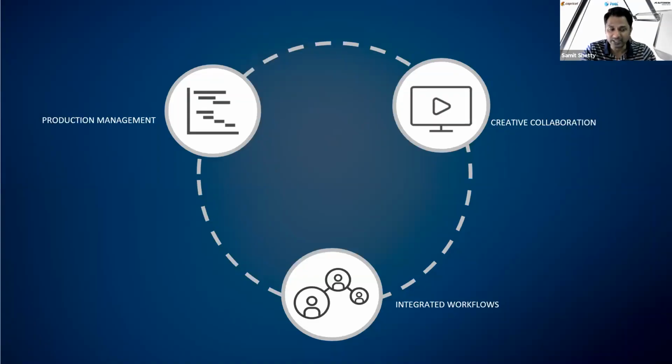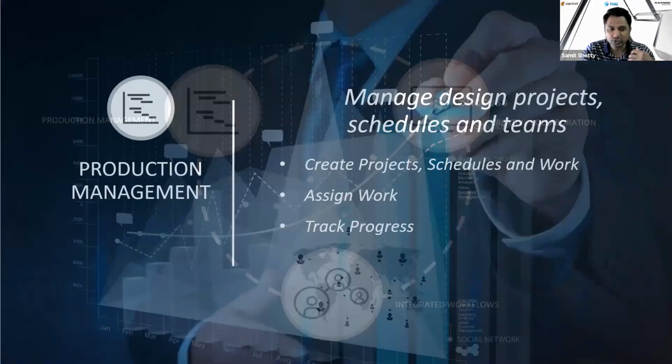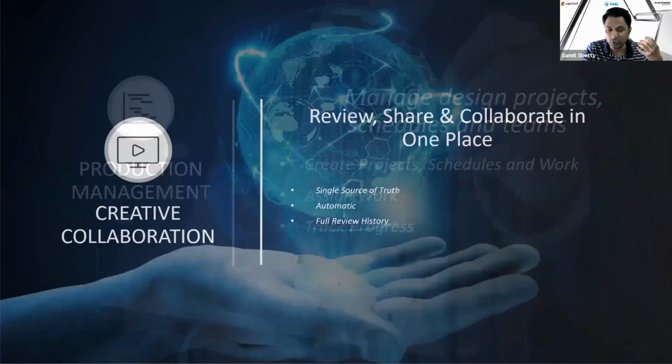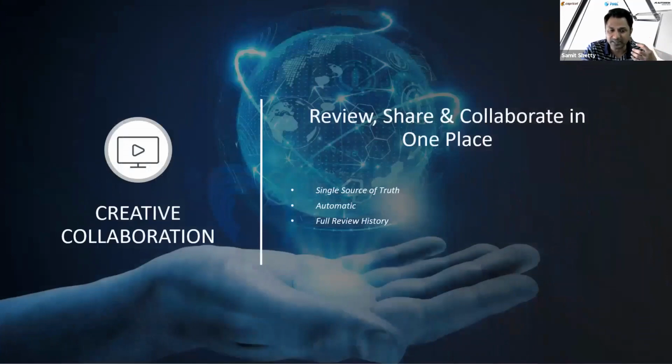What we need is a production management tool, a creative collaboration tool, and an integrated workflow tool, right? So when we say production management tool, a tool which can create projects, schedule work, and assign tasks to artists and even track their progress. When we are talking about creative collaboration, it's about a single source of truth where you have a fully automated review tool, as well as history of those reviews are maintained.